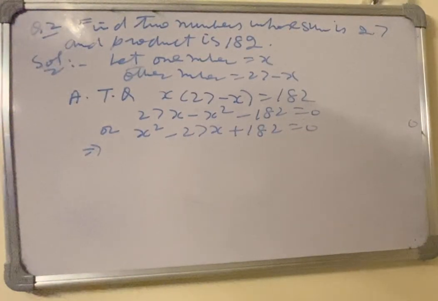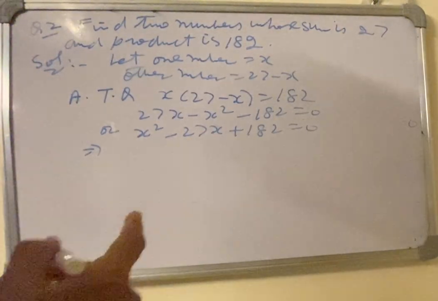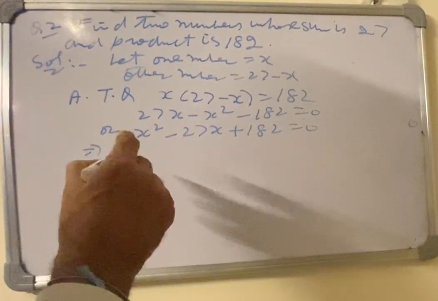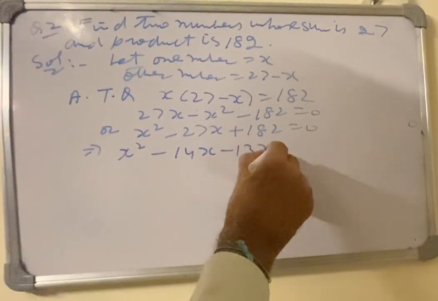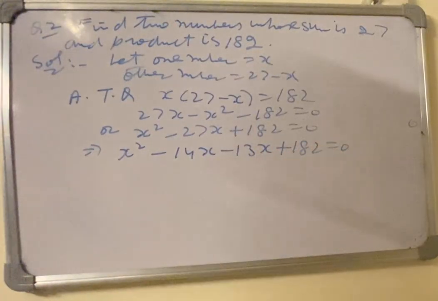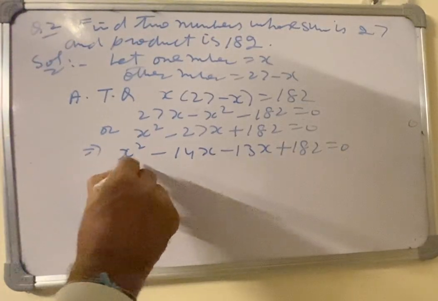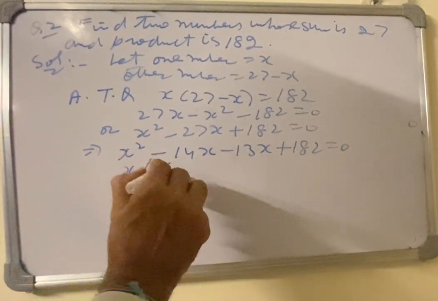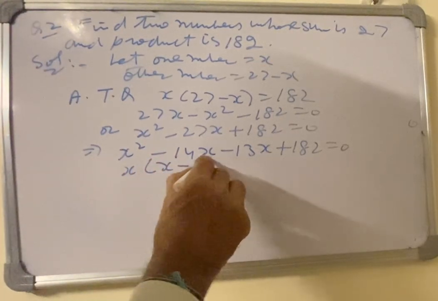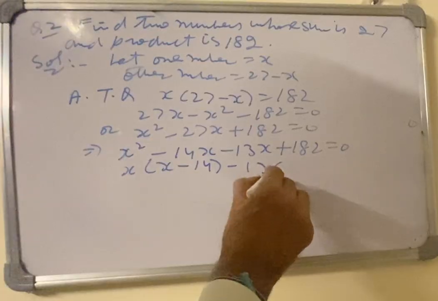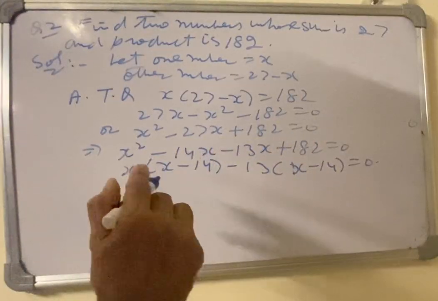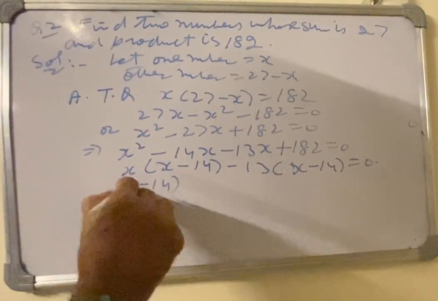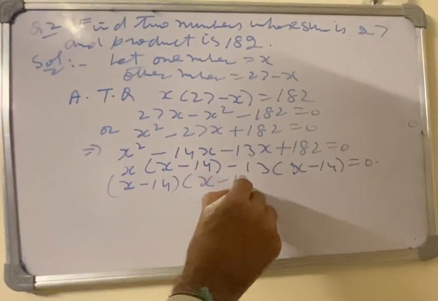Sum should be 27, product is 182. You can check it is 14 into 13 is 182 and their sum is 27. So x square minus 14x minus 13x plus 182 is equal to 0. Therefore, x is common from the first two into x minus 14, minus 13 is common into x minus 14 is equal to 0. x minus 14 common into x minus 13 is equal to 0.